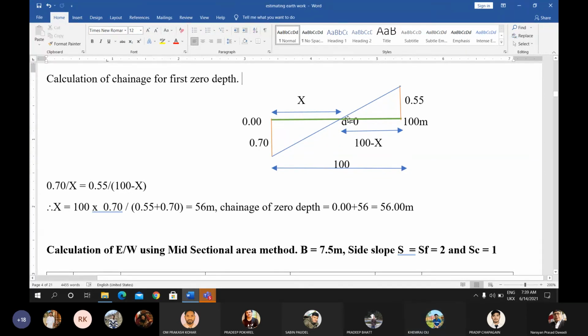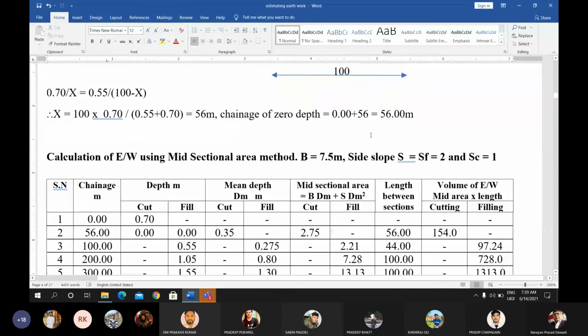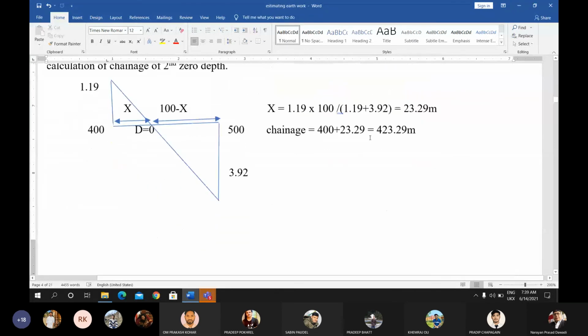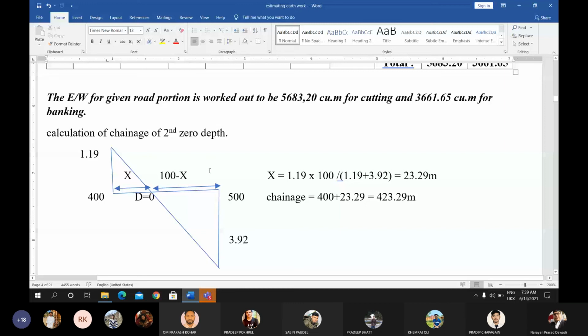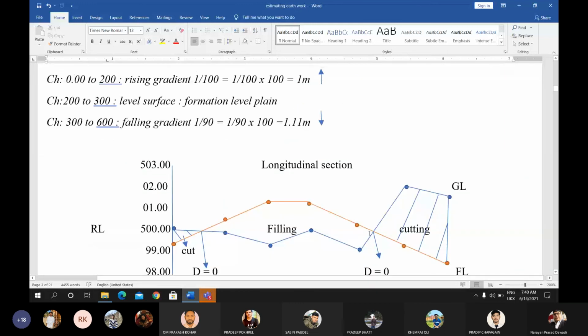56 meter channel is calculated. Okay. Now, from 0 to D equal to 0, the channel of D equal to 0 is 56 meter for the first case. Now, for the second case, look at the figure. For the second case, we also have the second D equal to 0 point here.